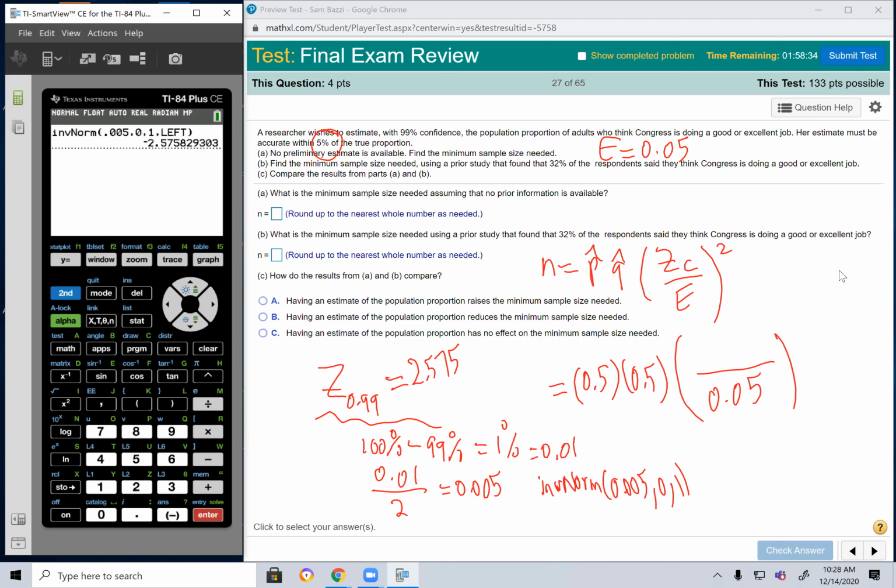So I'll go back here and square it. And let's see what the answer is on the calculator. You need to use the calculator. So do 2.575 divided by 0.05, equal, square it. That is how you square it. Then multiply by 0.5 and then multiply again by 0.5. You can do it in steps, guys, if you want. Remember, the sample size cannot be a decimal, and you always have to round up when it comes to sample size. So it should be 664.